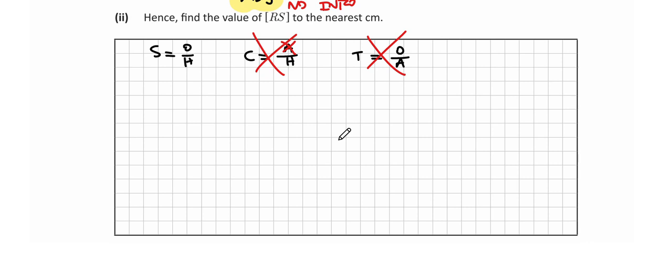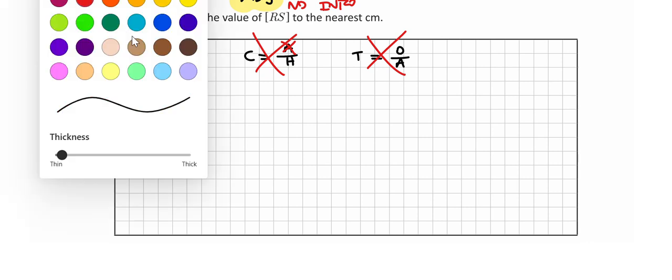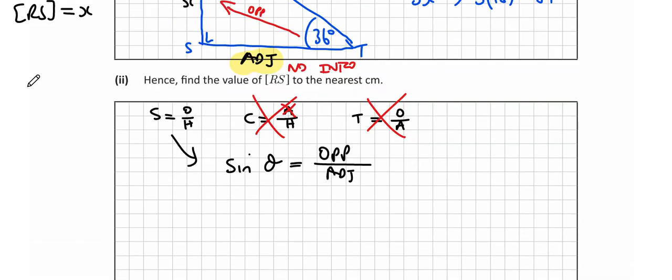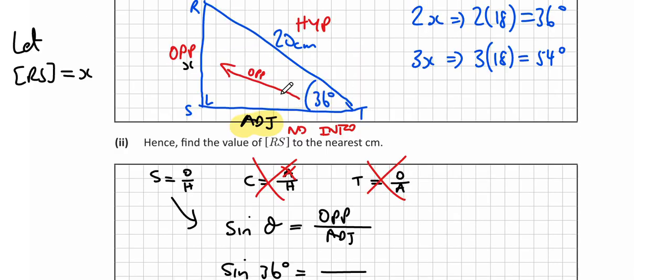And now what we do is we're going to let the examiner know exactly what we're doing here. So we're going to write down sine of the angle. You get no marks for writing them down, by the way. That's only helping you work this out. Sine of the angle is equal to the opposite side over the adjacent. And in our case here, our angle is 36 degrees, equal to the opposite side, x, over the hypotenuse.